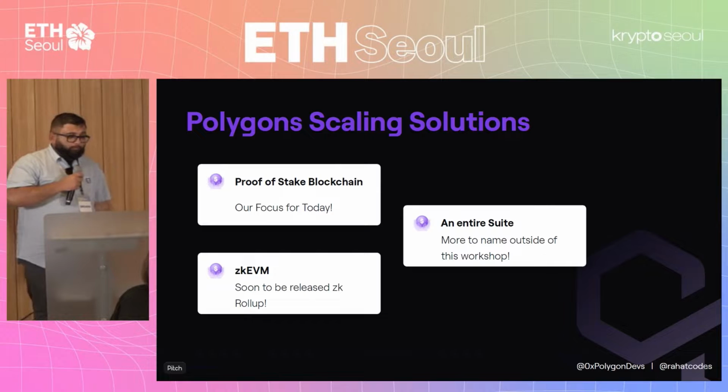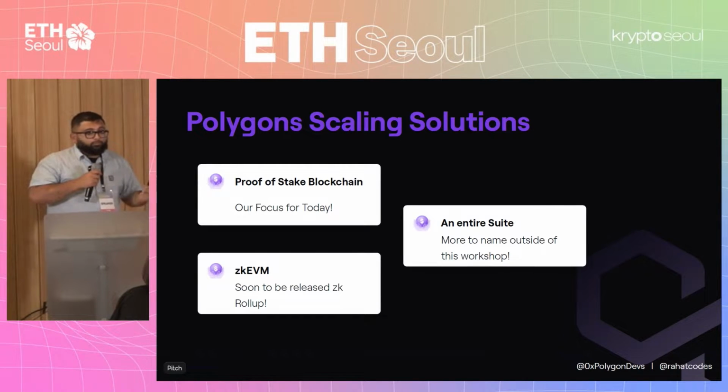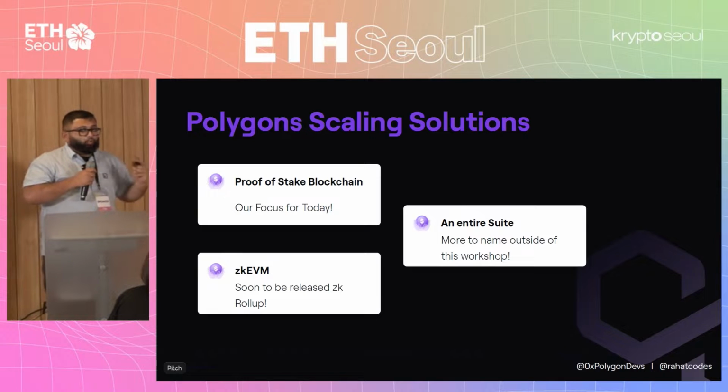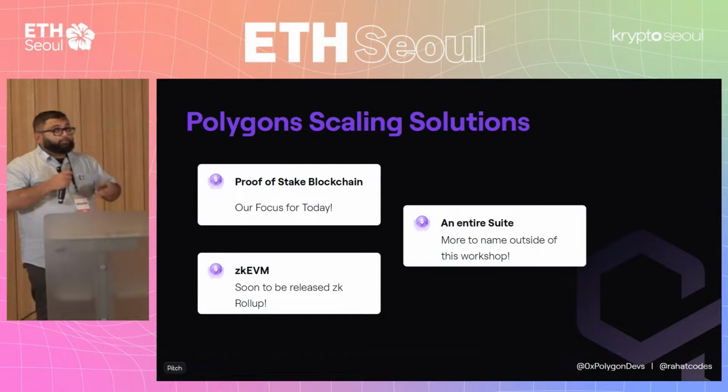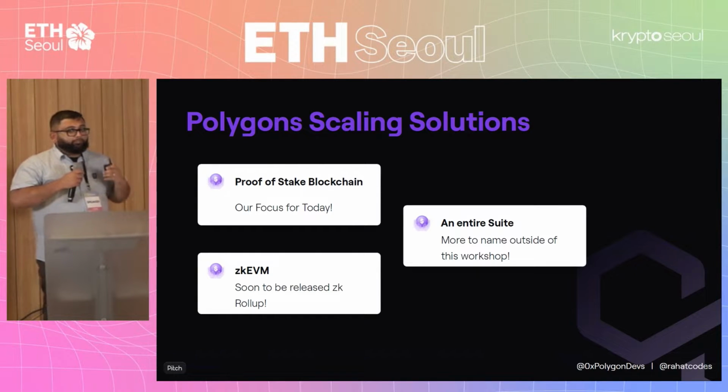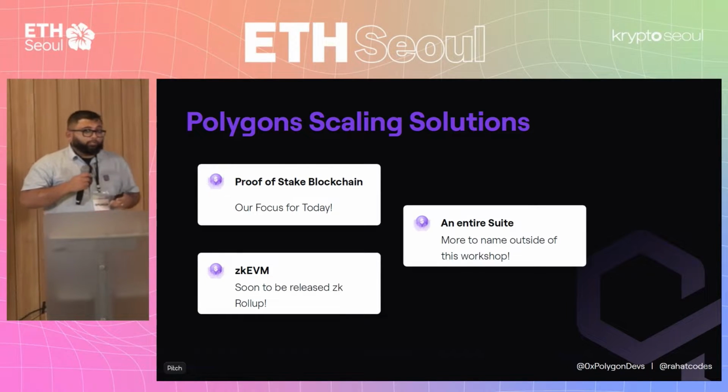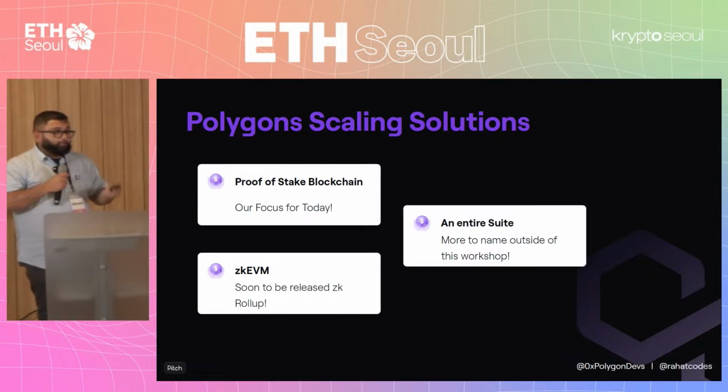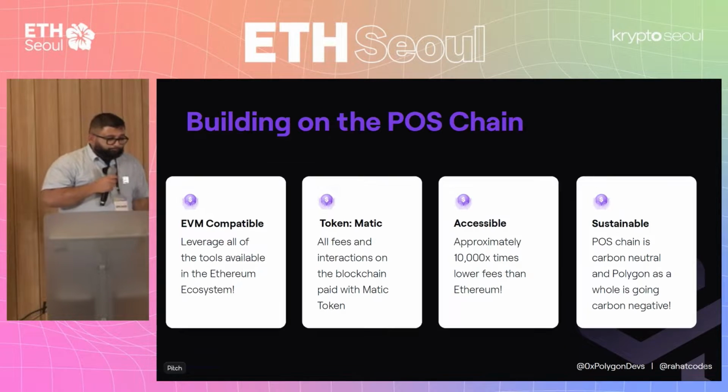Before I move on, I also wanted to call out that we've got an entire suite of different solutions for scaling. We don't believe in a one-size-fits-all solution. There are different solutions for different use cases. So that's what we're aiming for: we're trying to build use cases that make sense for your specific project, for your specific dApp. We're aiming to build that entire suite so you can pick and choose what is actually useful for you to build out for your users.